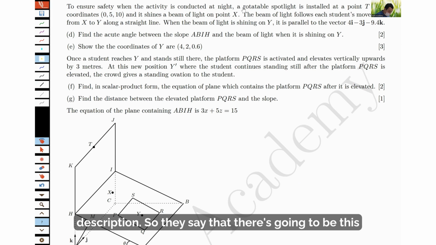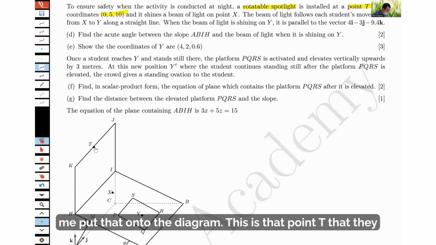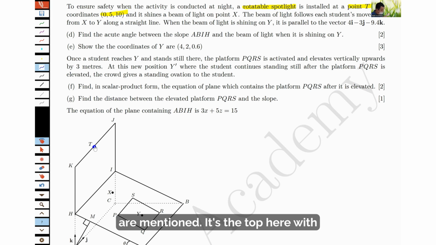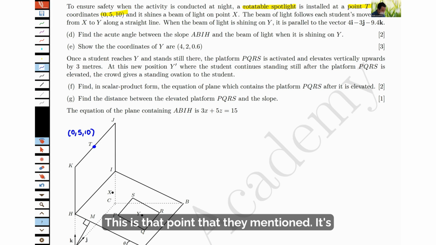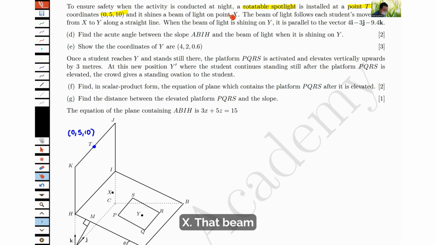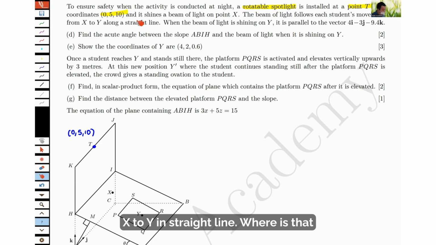They say that there's going to be a rotatable spotlight at point T with this particular coordinate. Let me put that onto the diagram. This is that point T that they mentioned, at the top here, with coordinate 0, 5, 10. It's going to shine a beam of light on X. That beam of light will follow the student's movement from X to Y in a straight line.